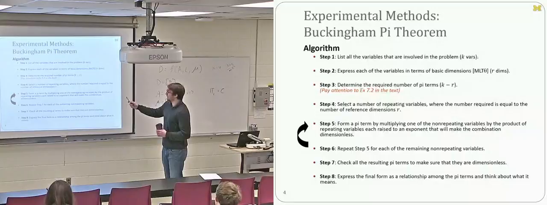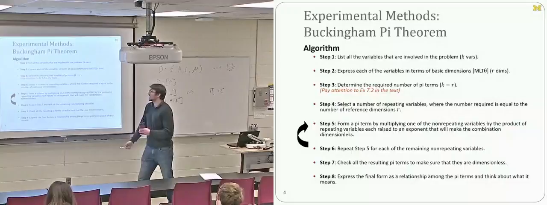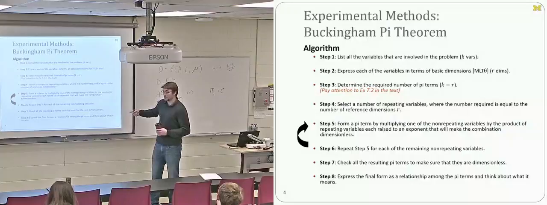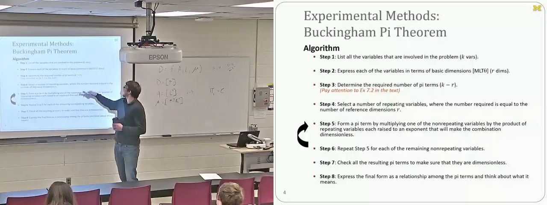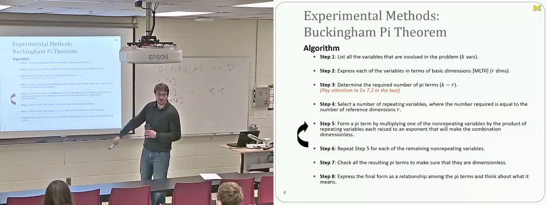The next is to, just as we did over here, express each of those variables in their mass, length, time, temperature, or force, length, time, temperature, dimensions. Then you count up K, you count up R, and you figure out how many pi terms you're looking for. Pi terms are these dimensionless terms that we get out of the dimensional analysis.